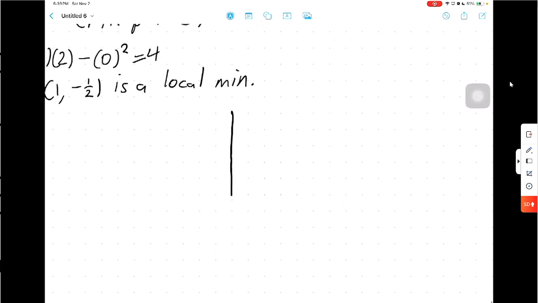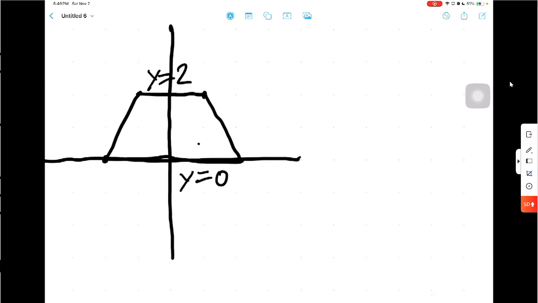Okay, first let's just draw the trapezoid. Vertices: negative 2, 0; 2, 0; 1, 2; and negative 1, 2. So we have 2 lines. The first one is y is equal to 0, and then y is equal to 2. This one here goes from 2, 0 up to 1, 2. It goes up 2 for every 1.